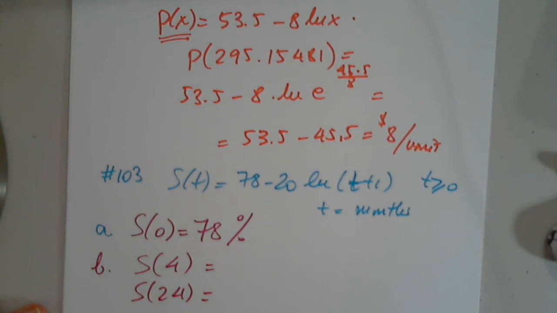And then find S prime. So first, let's go to the calculator, put in y equals, clear, anything else, 78 minus 20 natural log. No, I didn't mean that. I meant this: natural log of x plus 1 and close. Let me check. Yes, perfect. So now second and table, and we want to plug in 4, and then we want to plug in 24.